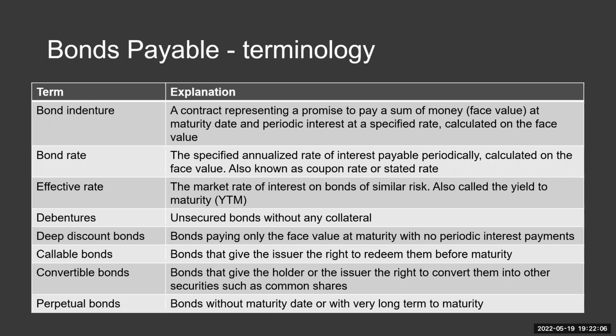The bond rate I just mentioned, that's the rate at which the bonds pay interest. It is the specified contracted rate. So the bond rate is also called the coupon rate or the stated rate, okay? You're going to hear me use this terminology from time to time. I might call it the bond rate, the coupon rate, the stated rate. I'm essentially talking about the same thing, right?